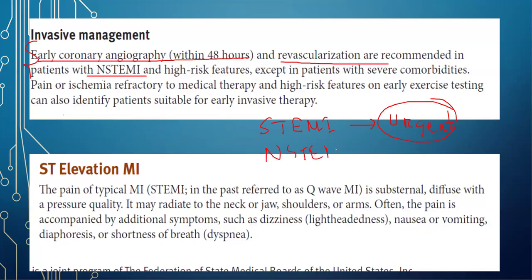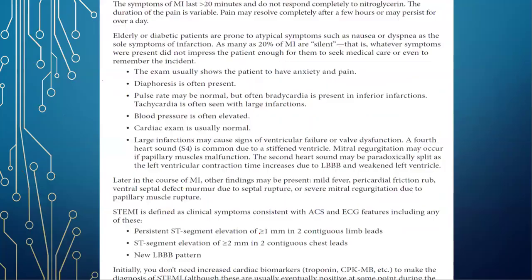For non-ST elevated MI, it's not urgent. You have got at least 48 hours to do the angiogram and treat the patient accordingly. That's the difference. The urgency is the difference. Management more or less will be the same. So ST elevated MI, we know about how the pain will be, we know about everything. And we know how the ST elevated MI or MI pain will look like. So you can go through that.